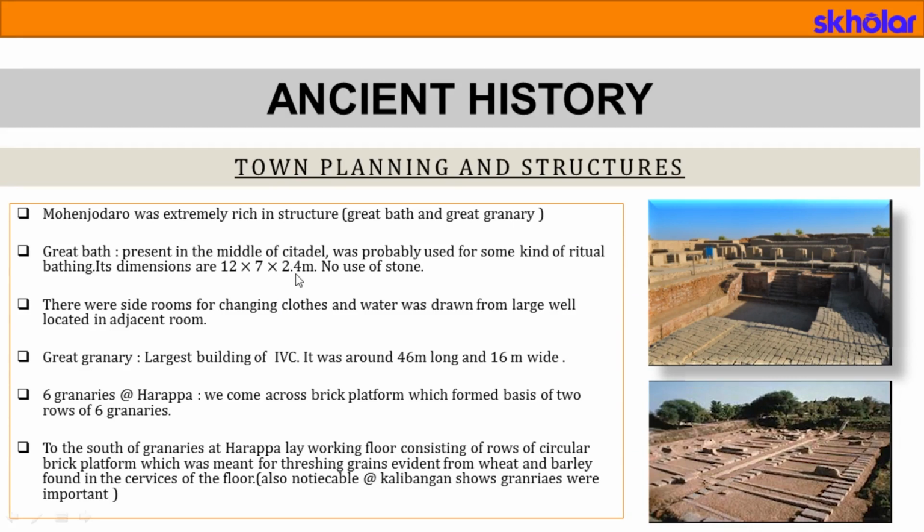One of the points to be noted here, which is the most important point, is no use of stone in the Great Bath. As you can see in this image on the right side, this is the Great Bath, and you can see the whole structure is made up of burnt bricks and there is no use of stones. Even the floor and the side walls are made up of burnt bricks. There were adjacent rooms, meant for changing clothes. Water was drawn from a large well located in an adjacent room. The floor was provided with a drainage system at one corner, so that the water which was collected could be let out.